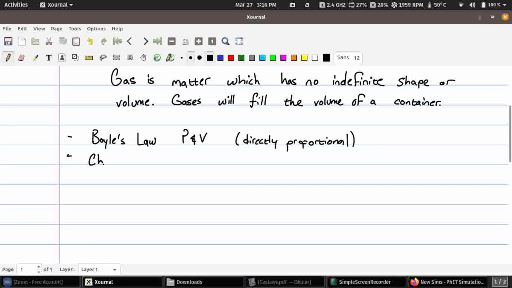Now we have Charles's Law. Wow, can't spell today. So Charles's Law is between temperature and volume. And wait, wow, this one is not directly, it's inversely. Sorry, I'm not feeling good today. And then this one is directly.